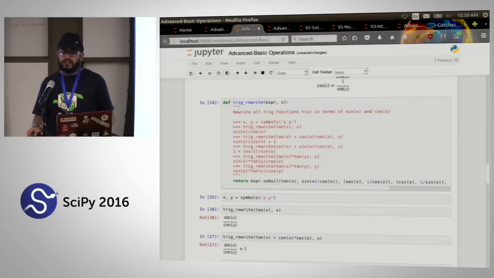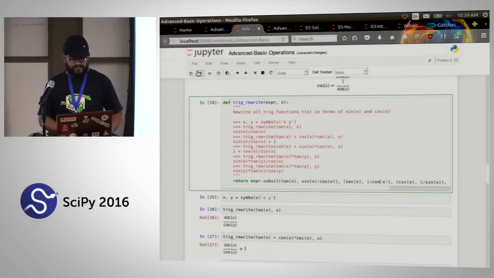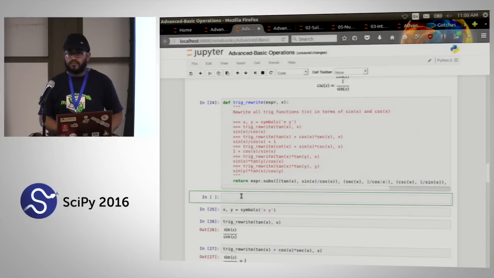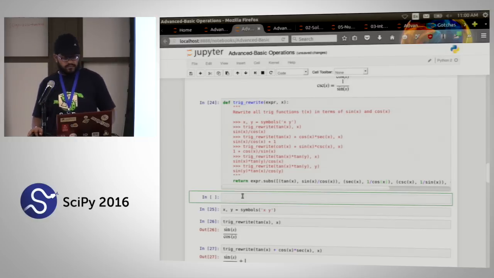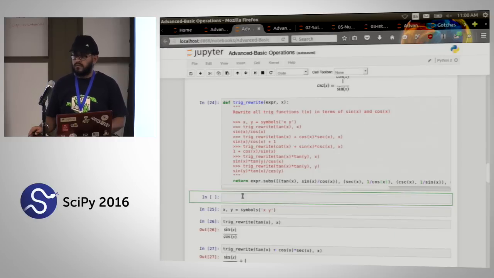So the question is, is subs single pass? If tan x is substituted by sin x and cos x, and then sin x is substituted with something else, do we get something else or the same result? So we can try it out. It does look to be a single pass. I'm just curious if I'm making a mistake. Subs is single pass, right? I think by default it is not, but if you do simultaneous equals true. Okay.